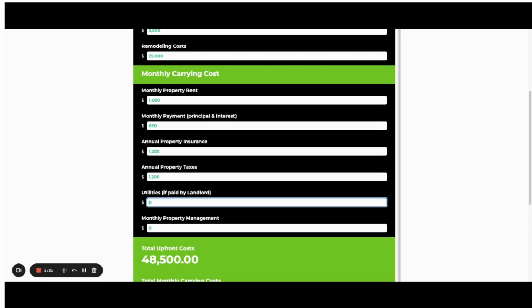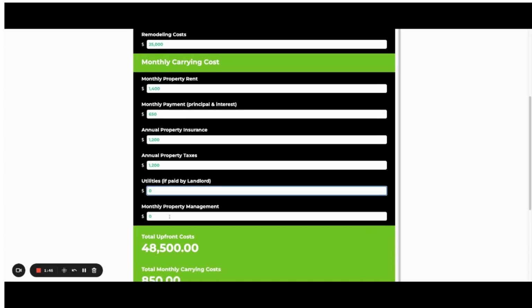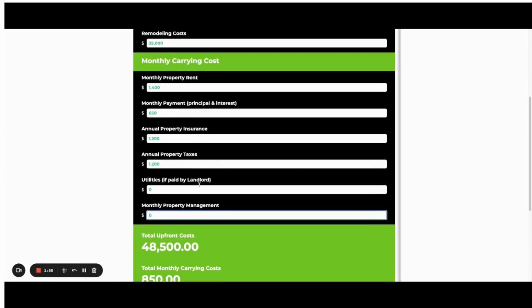Utilities are going to depend on how you want to run your properties. If you want to pay for the utilities and charge them back to your tenants, that's fine. Or if you want your tenants to put those in their name, that's fine too. We have our tenants pay for their own utilities, which is why I'm leaving this zero. Property management, if you decide not to manage your own properties, this is where you would put in that fee. Typically, we see somewhere between 8 and 10% on long-term rentals. So if it was 10%, I would put 140 right here because our monthly rent is $1,400.